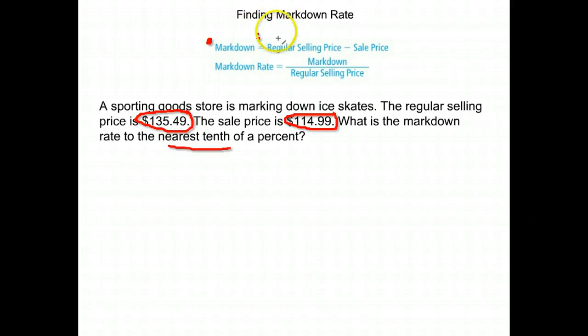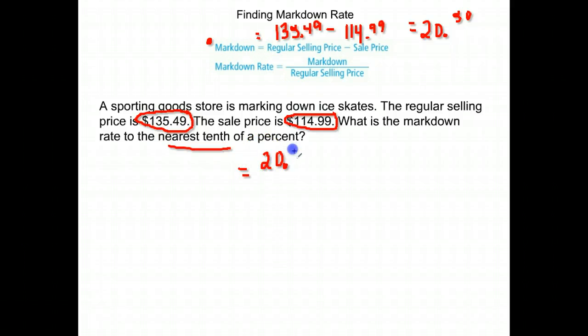So we take the regular selling price of $135.49. We subtract from that the sale price of $114.99. And when we do that, we get $20.50 is our markdown. So now let's find our markdown rate. We take the markdown of $20.50, divide it by the regular price of $135.49.